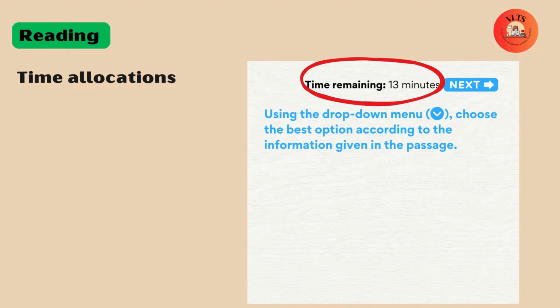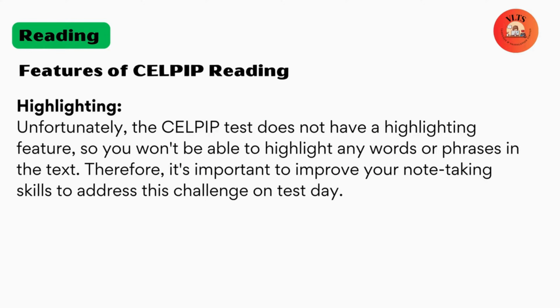Time allocation. Each part of the reading section is allocated its own specific time. You'll find a countdown timer in the top right corner near the next button. This means you don't need to worry about keeping track of time separately on your watch. Highlighting feature. Unfortunately, the CELPIP test does not have a highlighting feature, so you won't be able to highlight any words or phrases in the text. Therefore, it's important to improve your note-taking skills to address this challenge on test day.